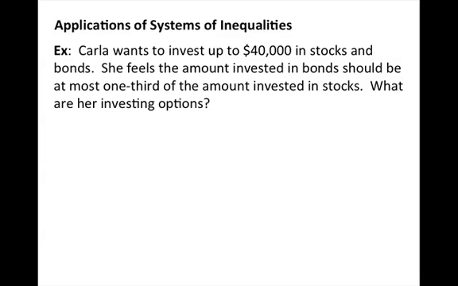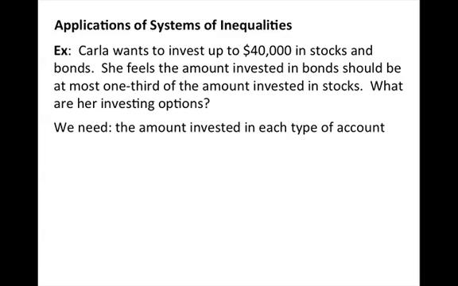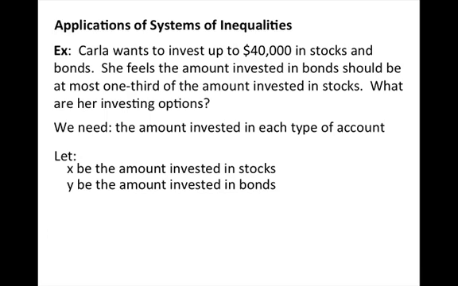So always when you start an application problem, look at what you need. We were asked for the amount invested in each type of account. This lets us know what we want our variables to be. Since we have two different accounts, we're going to have two different variables. So there's stocks and bonds. So let's let X be the amount of money invested in stocks, and let's let Y be the amount of money invested in bonds.